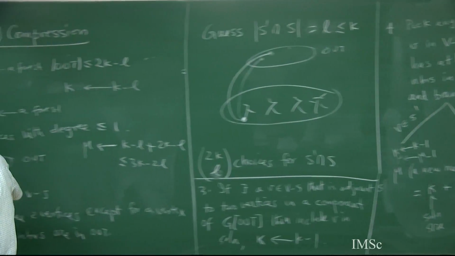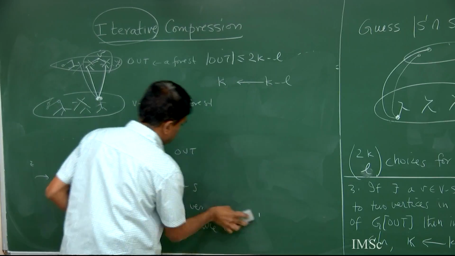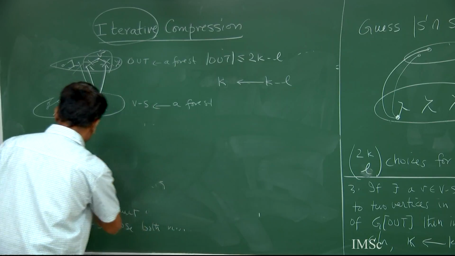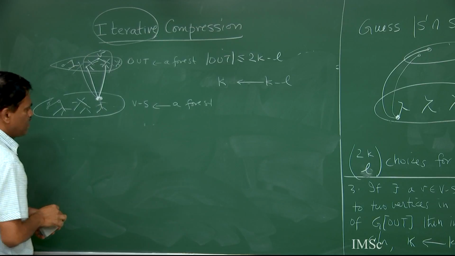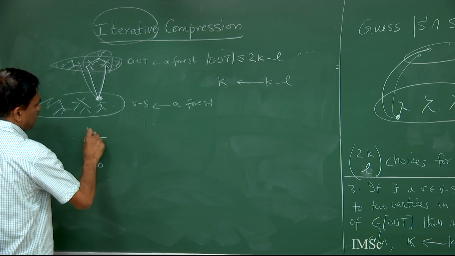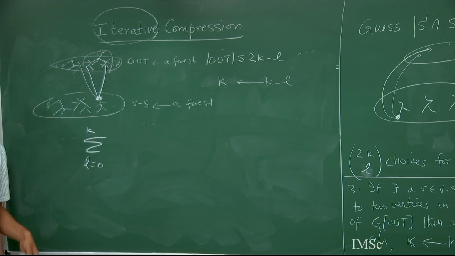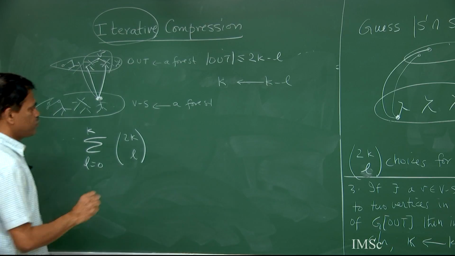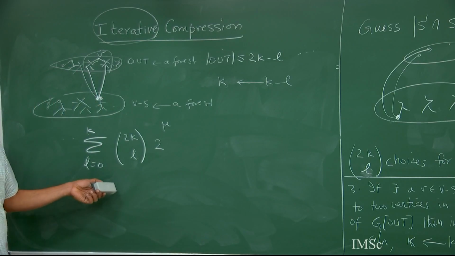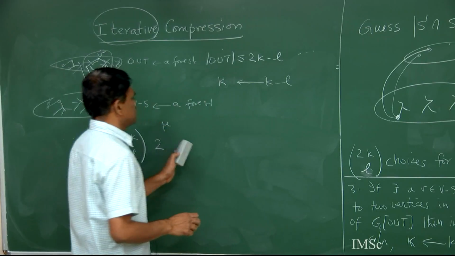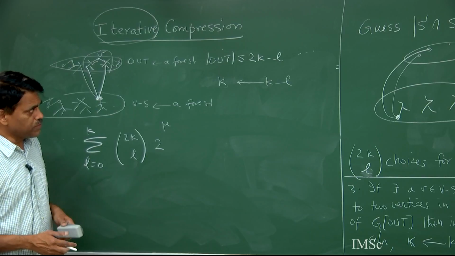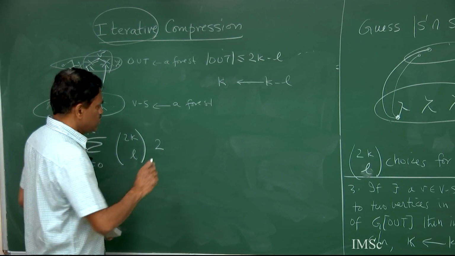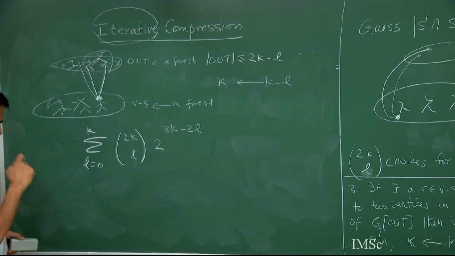So, overall running time, there is this summation L equal to 0 to k. That is the number of different choices for my guess at the top: 2k choose L, into 2 power mu. For each such choice, I have this branching step, and some polynomial factors I am ignoring. And what is mu? What is the upper bound for mu we saw? 3k.